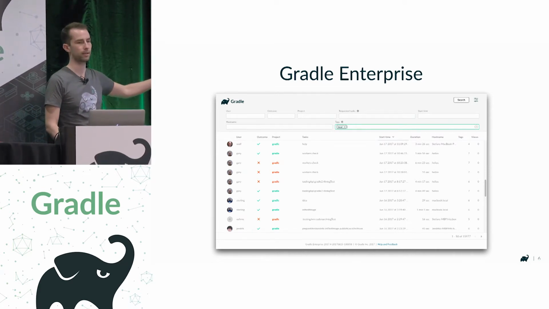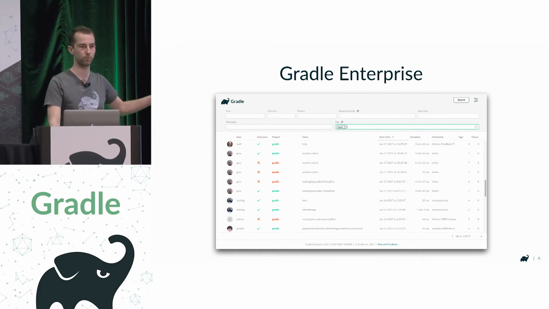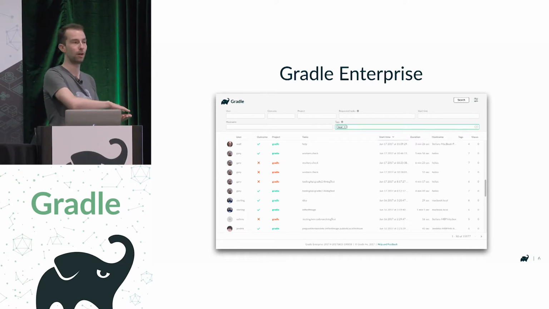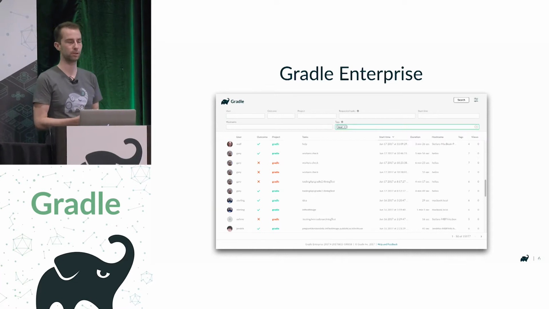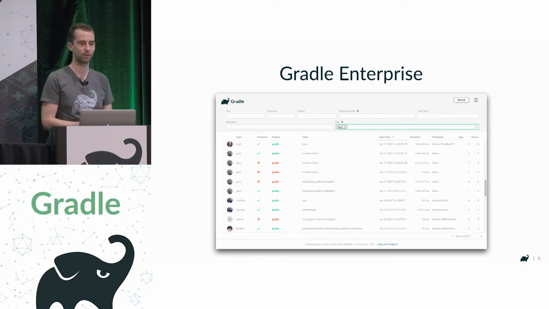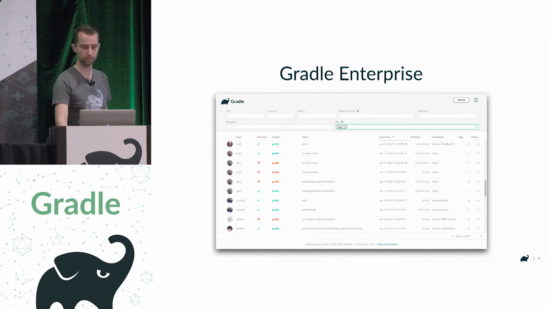You can see trends. You can see what are the tasks that they're struggling with the most. What's wasting most of their time? I mean, surely there's a lot of things that you could improve about your build, but where to start? What's the lowest hanging fruit? With Gradle Enterprise, you can find out. You can see what your developers are doing and optimize the most important thing.